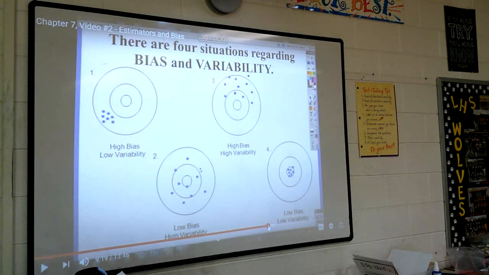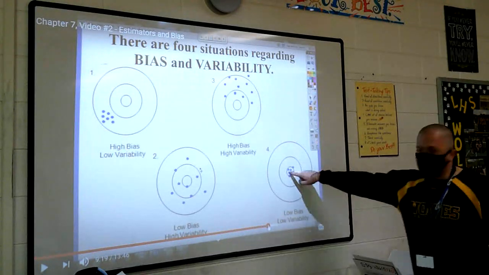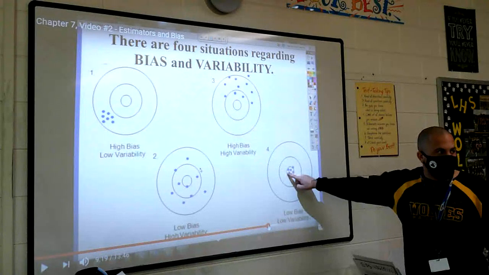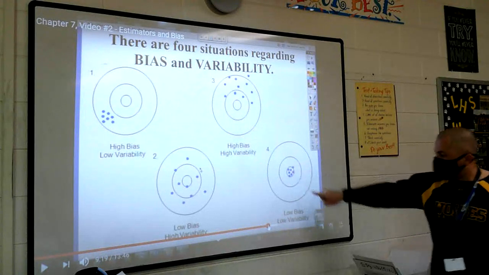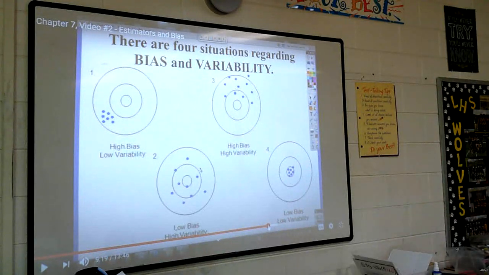And a really good sample is when you hit the target, right? And you're right in the target. So what you want to have is low bias. That means that it's not very biased at all. And low variability. Variability is how spread out it is. So you want it to not be very far spread out and not be very biased at all. That means you hit your target. The dots are not very spread out, and the dots are right near the center.